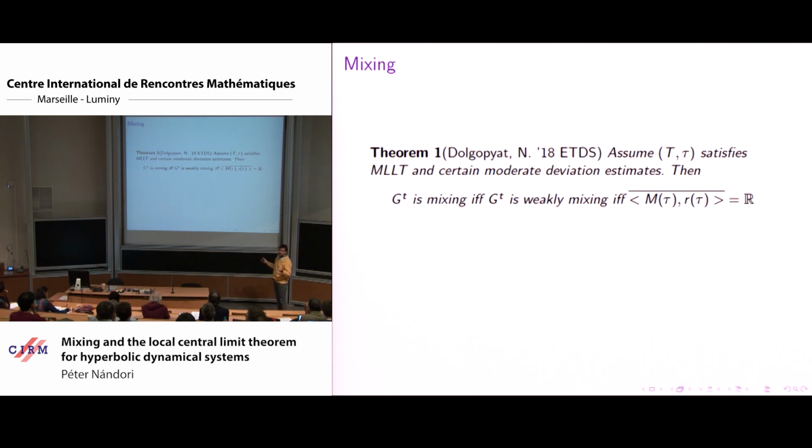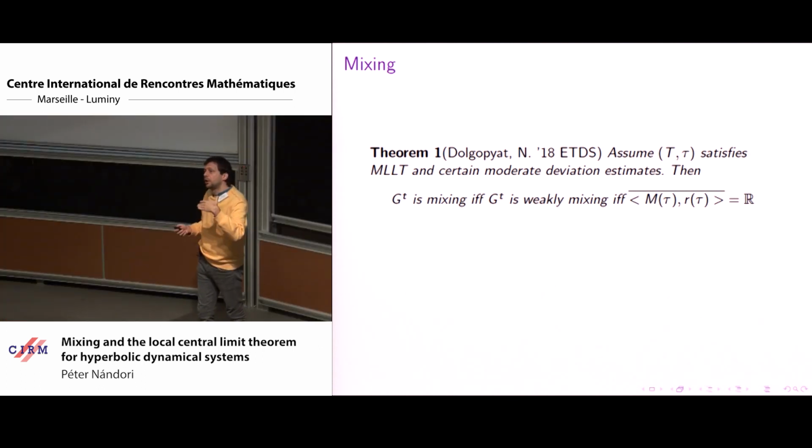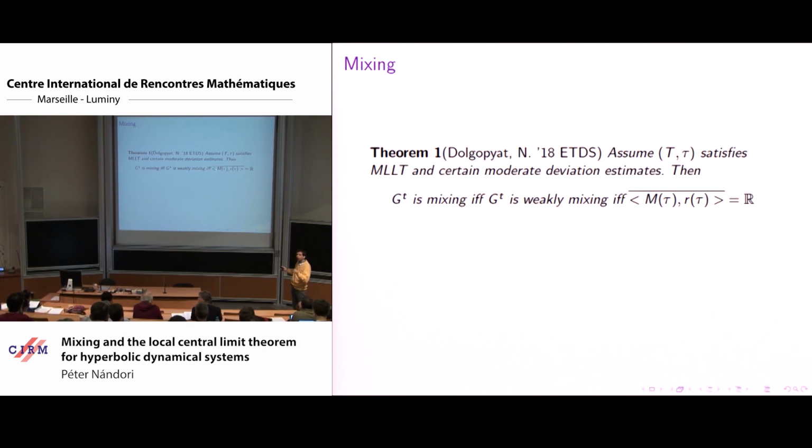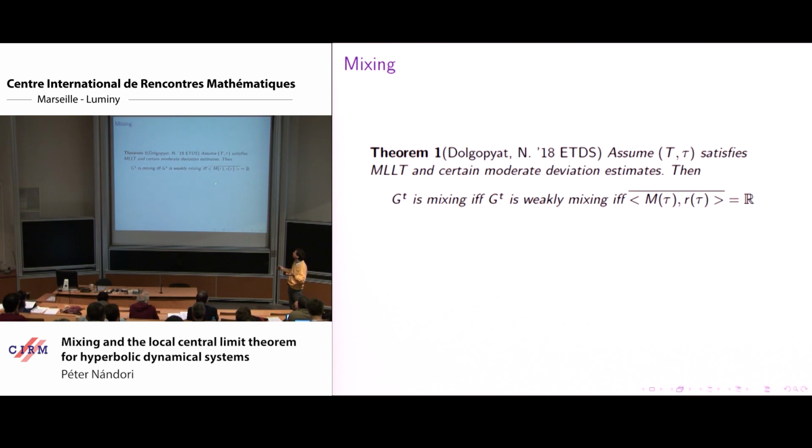Okay, so this is the theorem. If T and tau as an observable satisfy the mixing local limit theorem, then what I really want to say is that GT is mixing. Of course I need more conditions. There is a technical condition which I'm not going to define precisely. I would just say certain moderate deviation estimates need to hold. If that's true, then GT is mixing if and only if GT is weakly mixing, if and only if you have this characterization that the minimal group is R. Recall that I introduced the minimal shifted group. So there is a group M and the shift R. The minimal group is just the group generated by M and R, but these groups are always closed, so I'm always considering closed groups, so I need to take a closure. If this is equal to R, then you have mixing, and that's an if and only if statement.